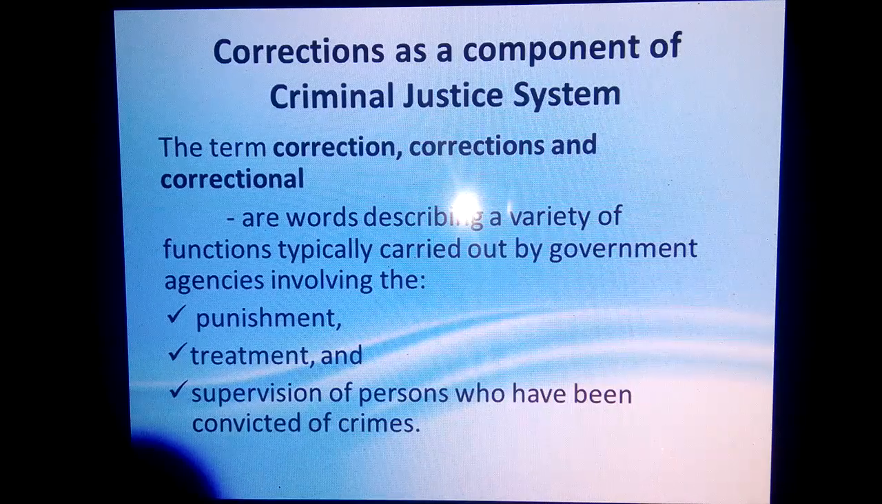As to the supervision, it is not only supervision in terms of treatment, but also supervision wherein the proper care and the proper custodial design or program will be given duly to those persons deprived of liberty. Because this particular supervision also involves peer supervision in terms of activities as well, and the daily routine to be done by the persons deprived of liberty. So these are the variety of functions that are usually carried out by the government agencies.